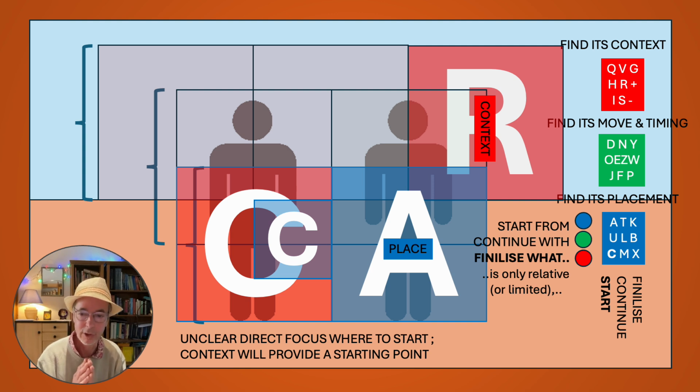So I have a new starting point with C, and I start from an unclear focus, an unclear direct focus where I should start. So it's not defined that I start there or that something is already there. No, I have to look for it. I have to look almost like I have to look for a context, like also in the third category in general. I have to look for a context first, and this context will provide me a starting point.